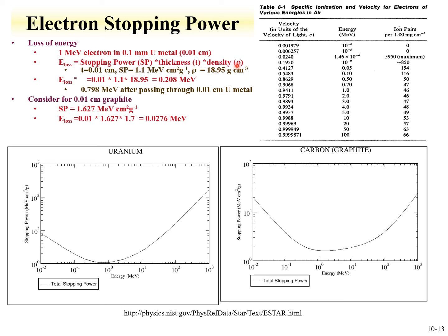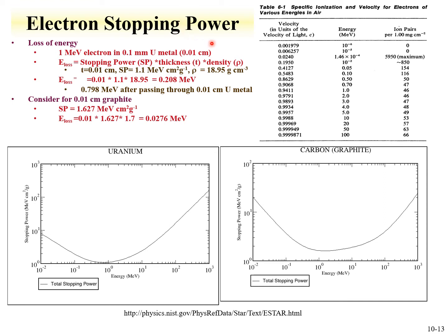Well, we can look up the stopping power and understand the thickness of that material times the density. The thickness is 0.01 centimeter. The density is close to 19 grams per centimeter cubed. And the stopping power for a 1 MeV electron in uranium is listed here as 1.1 MeV centimeter squared per gram. So we plug this into the equation. The energy loss is equal to 0.01 times 1.1 times 18.95, and that's equal to 0.208 MeV. So that's how much energy loss you have.